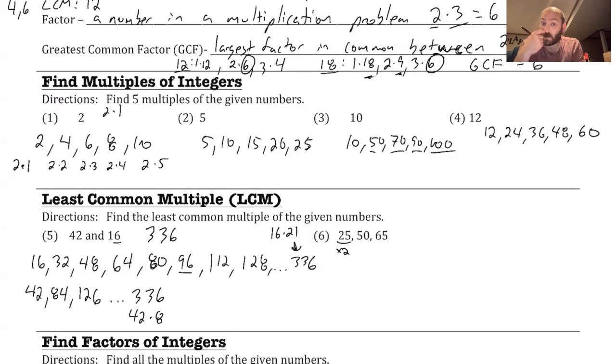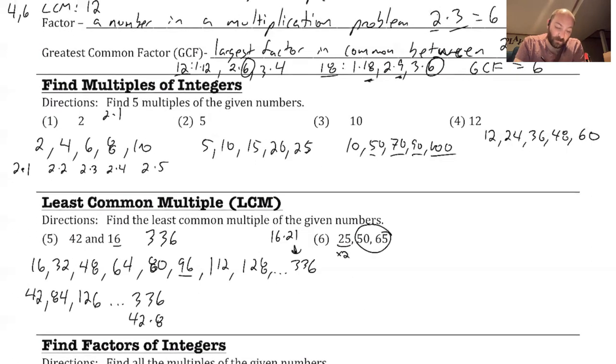So I know that 50 is a common multiple of 25, so I don't need to do all 3 numbers. I'm just going to focus in on 50 and 65. Let me try to find where those have something in common. I'm going to start with the bigger number because that's probably going to be the tougher one.